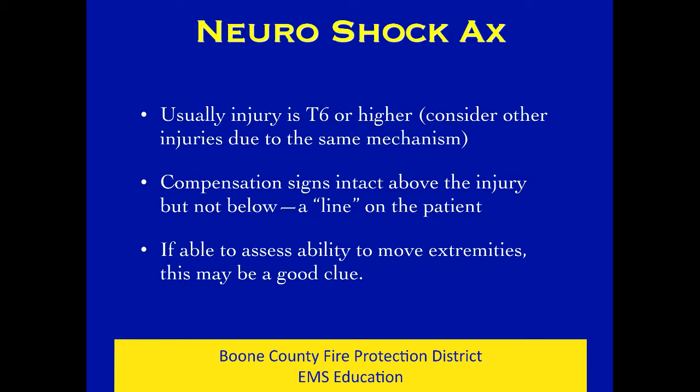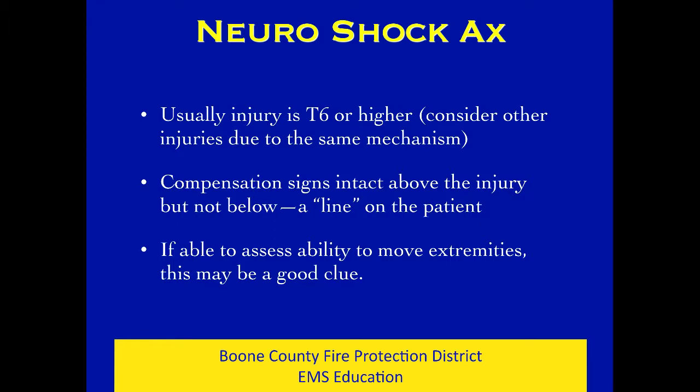C-spine area. And those compensation signs, the cool, pale, clammy skin, are present above the injury where the innervation is still intact. But they're not present below the injury, the line on the patient. So, as an example, if a person has an injury in the T4, T5, T6 range, they may be cool, pale, and clammy above the nipple line and flushed, warm, and dry below.